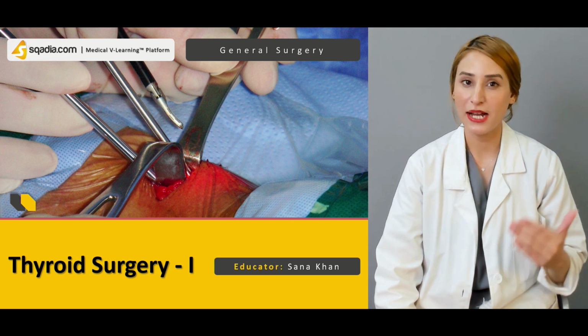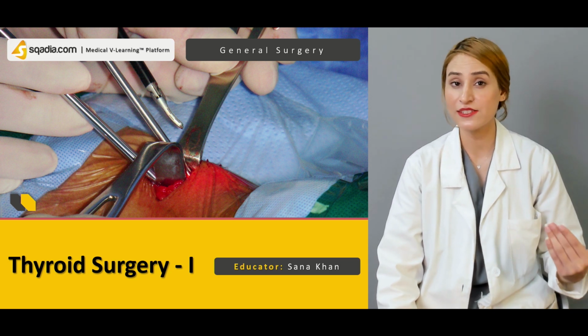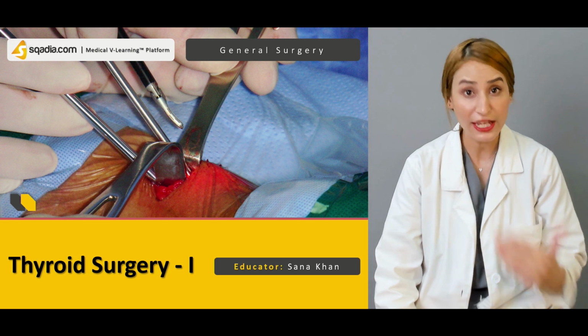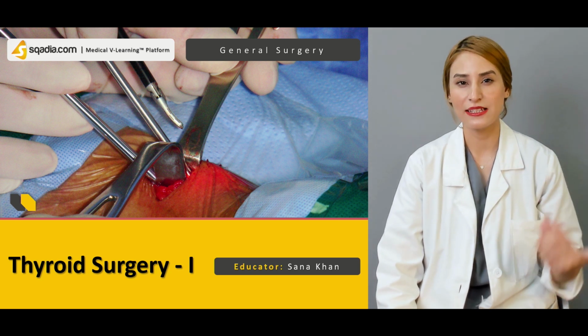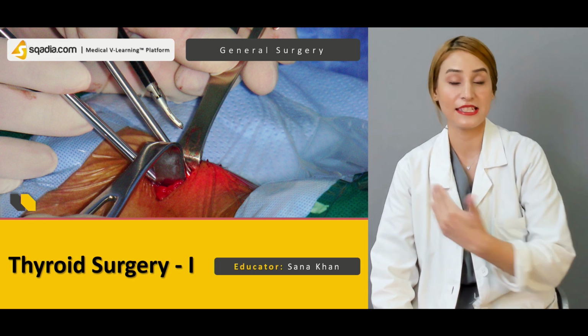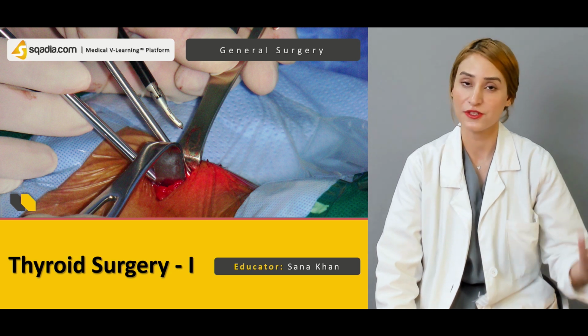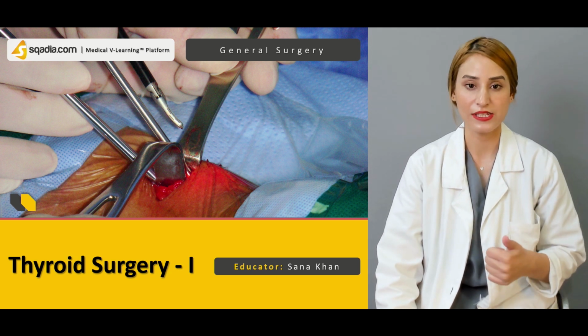So coming back to today's topic, I already shared with you the outlines of the topic, and we're going to talk about thyroid surgery. We're going to talk a little bit about the anatomy, then embryology and physiology, and then the details about the surgical procedures or the surgical options we have in case of thyroid surgery.